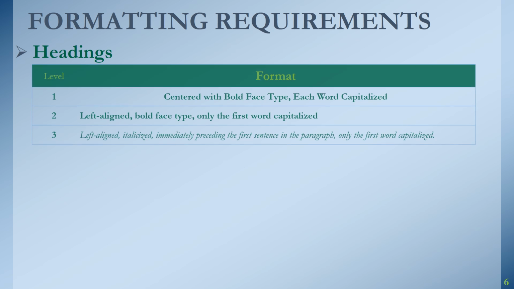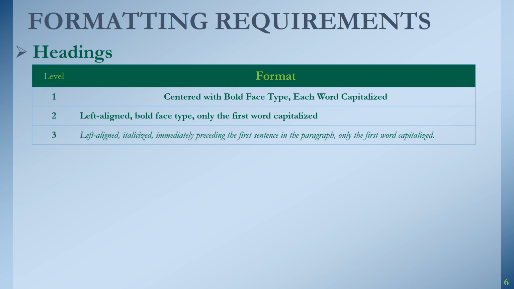While APA citation style has 5 heading levels, JBHS&R has 3. This first table here illustrates each of the 3 levels. Level 1 headings such as Introduction, Methods, Results, and Implications for Behavioral Health should be centered with boldface type, and each word should be capitalized.